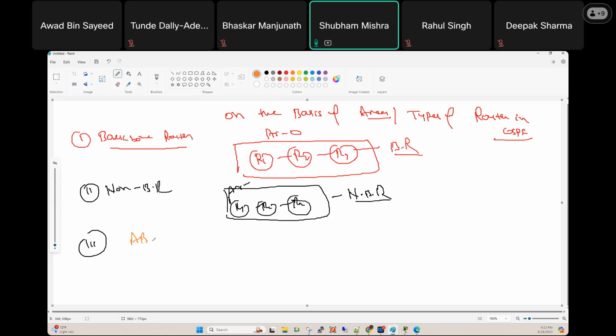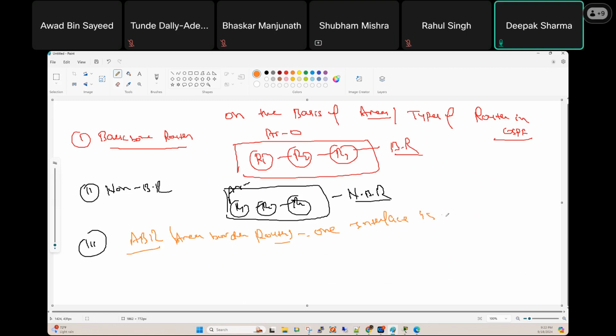The third one is the ABR router. ABR stands for Area Border Router. What do you mean by it? One interface is in area 0 and the other interface is in a non-backbone area, a different area. That is called ABR.